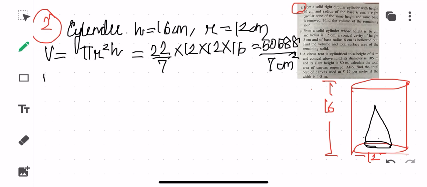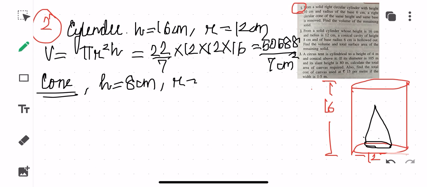Now you will be moving to the volume of the cone. So for the cone, what is the height given? Height has been given as 8 centimeter, and then we have been given the radius as 6 centimeter. So how much will be the volume? Volume is equal to 1 upon 3 pi r square h.